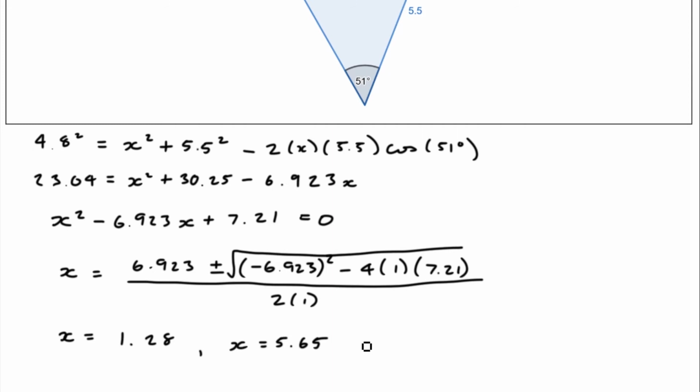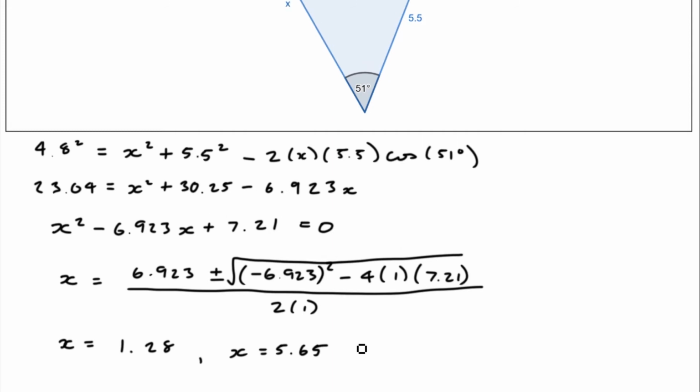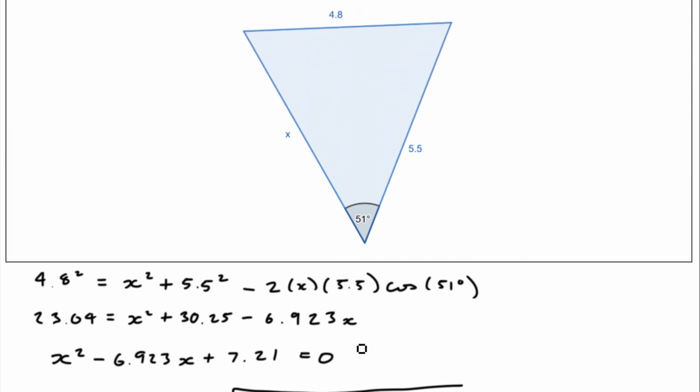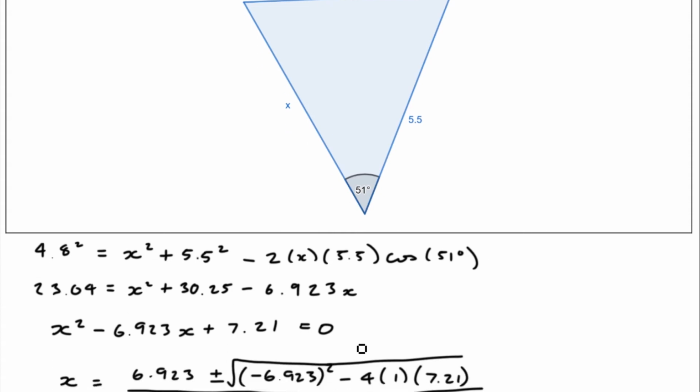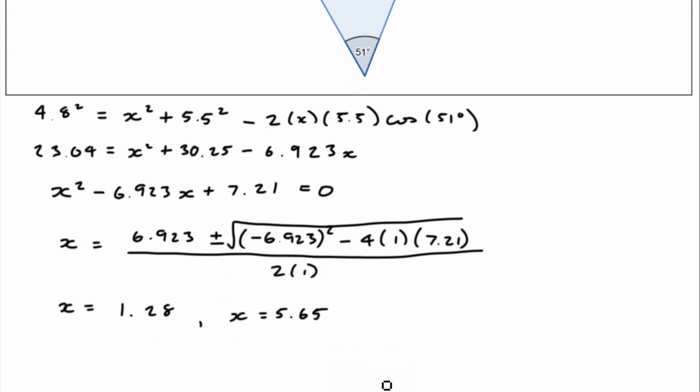So which is it? We're going to have to go back and look at the situation that we've got. Looking at this picture, it's quite clear that the shorter length is just far too short to fit in with all the information we have got. So, therefore, it must be the case that x is 5.65 to three significant figures.